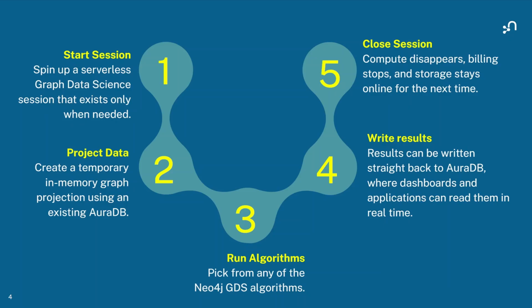The first thing we're going to do is spin up a serverless Graph Analytics session that only exists when we need it. Today, we will be using data from AuraDB, but Graph Analytics supports any enterprise data that can write to a pandas data frame. Next, we can pick from any of the Neo4j Graph Analytics algorithms. Then the results can be written back straight to AuraDB, where dashboards and applications can read them in real time. Finally, we can close the session. The compute disappears, billing stops, and storage stays online for the next time.